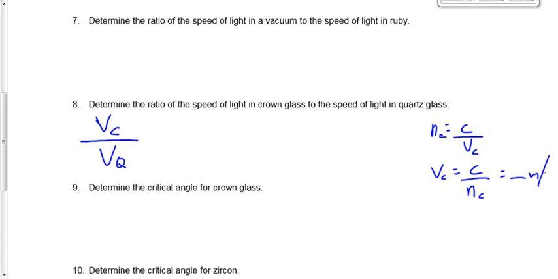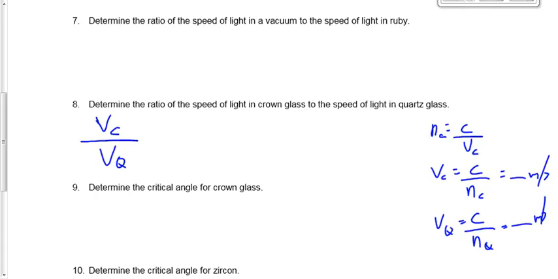I don't know what it works out to be, and I'm not going to find it because there is a shorter way of doing this. But you could do that. You could get the speed of light in crown glass. You could use the same equation to get the speed of light in quartz glass, except of course you're going to use the index of refraction for quartz glass. Get those two numbers, divide the two, done. That's your ratio.